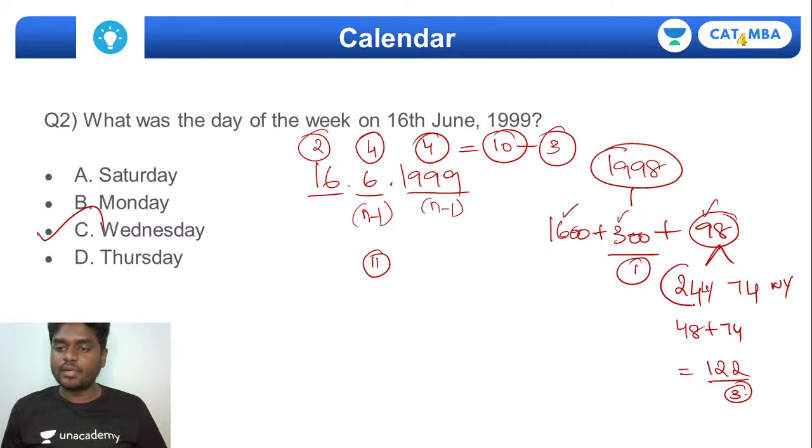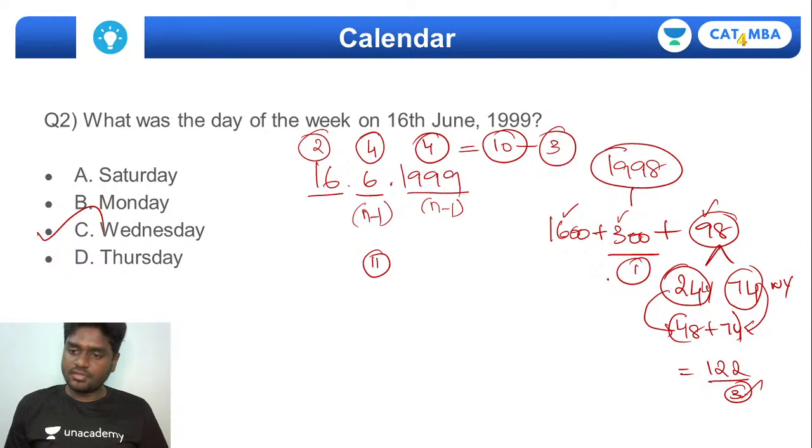98 years will be having 24 leap years and the rest 74 normal years. So 24 leap years means the number of odd days will be 48, and 74 normal years means the number of odd days will be 74. If you add up these two, you'll be getting 122. 122 divided by 7, the remainder you'll be getting is 3. So 3 odd days you got for 98 years.